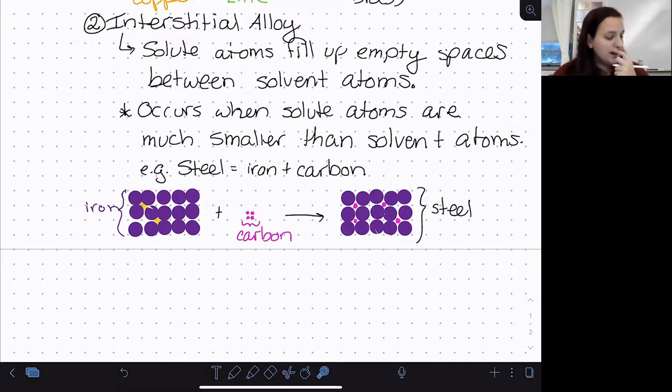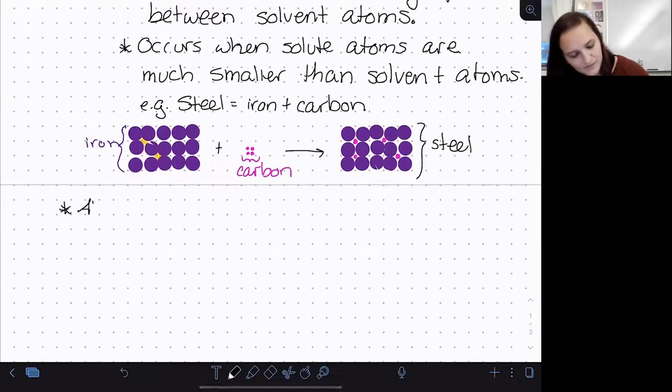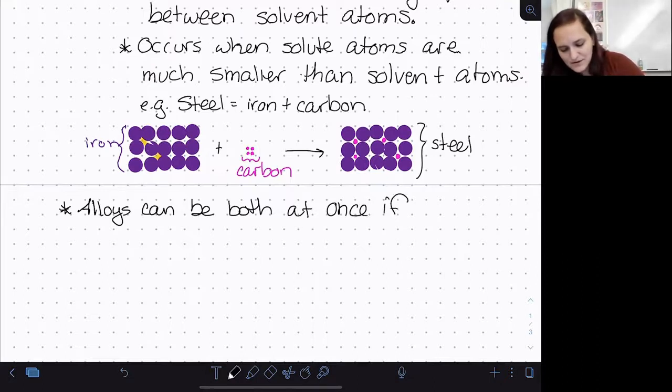So we can also have alloys that do both at once, where you can have multiple solutes dissolved in your solvent and end up with an alloy that is both substitutional and interstitial at the same time. So an example of this is stainless steel. So alloys can be both at once if you have multiple solutes.